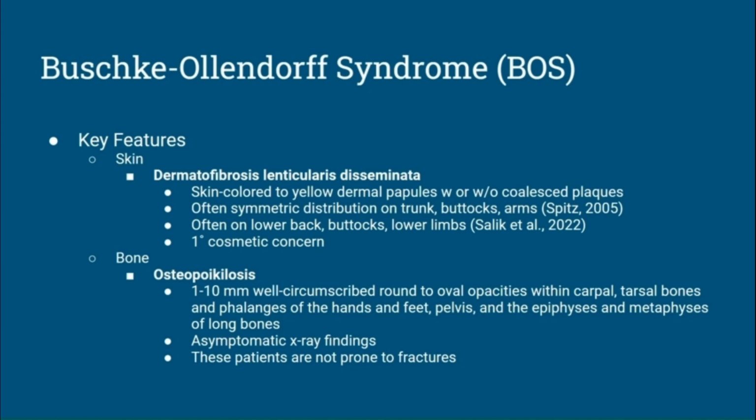What you'll notice though is dermatofibrosis lenticularis disseminata, which are skin colored to yellow dermal papules with or without coalescing plaques. They can be in symmetric distributions on the trunk, buttocks, arms. Usually you can see them also on the lower limbs as well. And this is usually just a cosmetic concern. You can also see osteopoikilosis, which is 1 to 10 millimeter well circumscribed round to oval opacities within usually carpal tarsal bones and maybe even in the phalanges as well. You could also see them more in the epiphyses and metaphyses of the long bones.